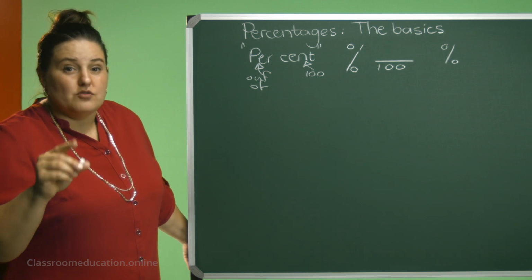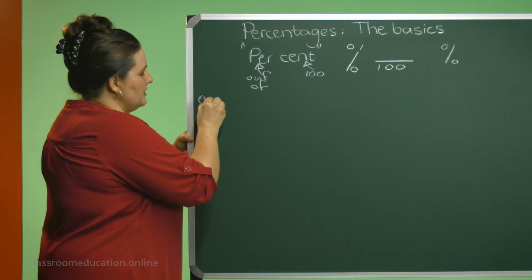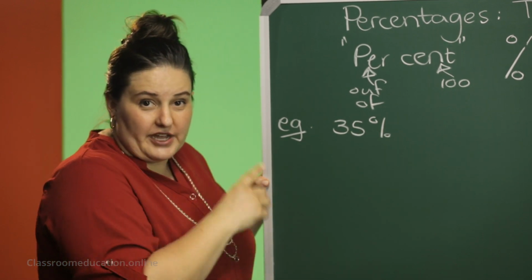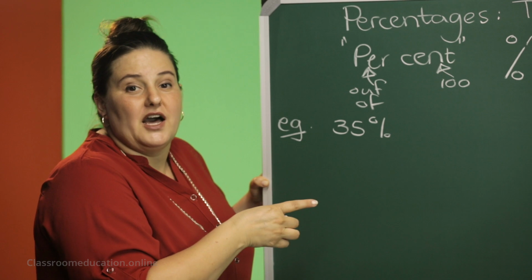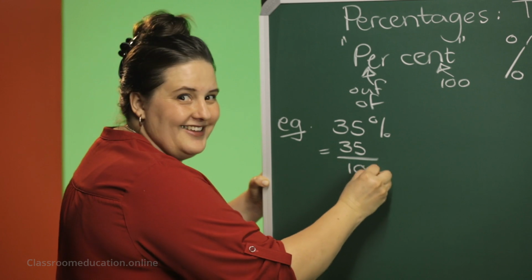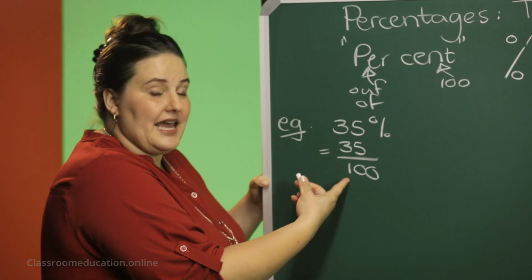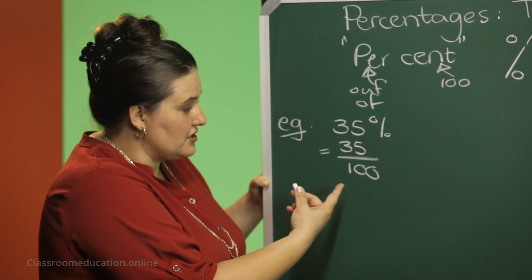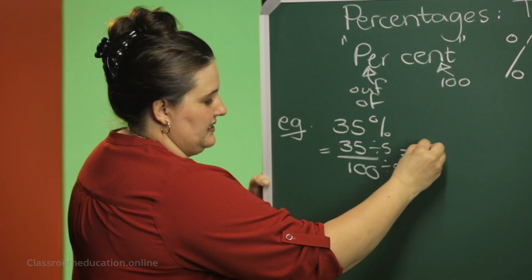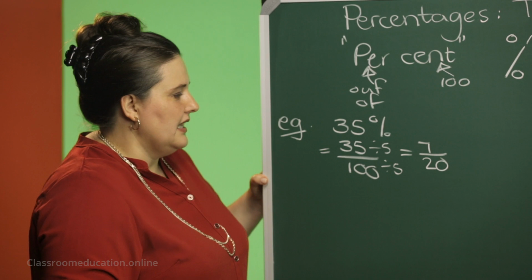Okay, now, percentages are also common fractions. Let me show you. If I'm giving you an example of 35%, you can actually change that by writing 35 out of 100. You agree? And now you can simplify this fraction. Divide the numerator and the denominator with a HCF, highest common factor. In this case, it will be 5. So I will have 7 out of 20. 7 out of 20.